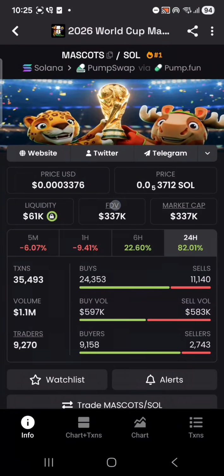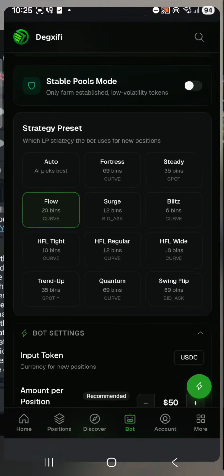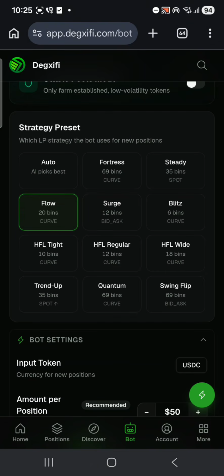Mascot SOL. Can you see it here? If I'm providing liquidity on Mascot SOL, I don't want to use any bin range that will put my money at risk. The best bin range is actually 69 bins. But 69 bins at the same time will not give me faster profit like 20 bins. This one is using 20 bins. This one is using 69 bins.